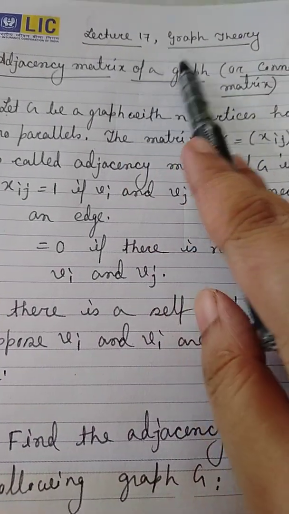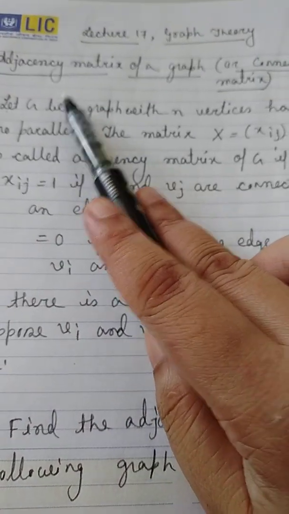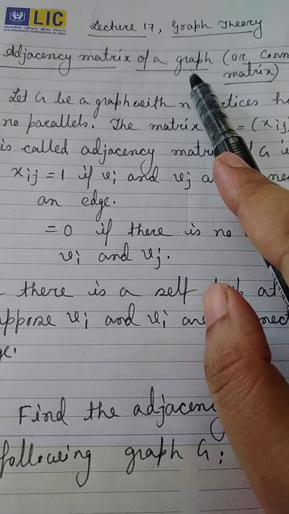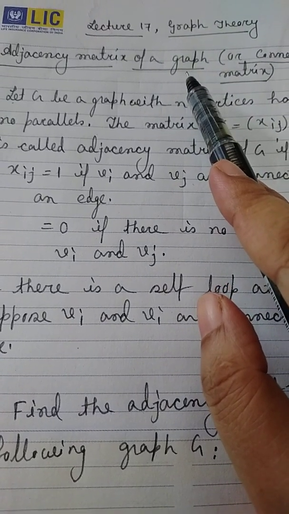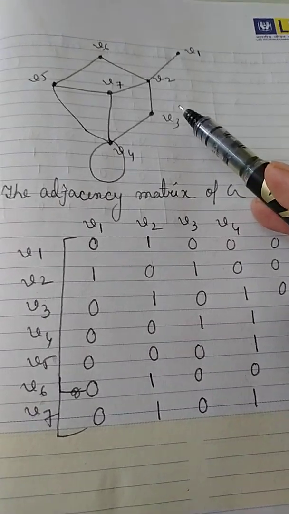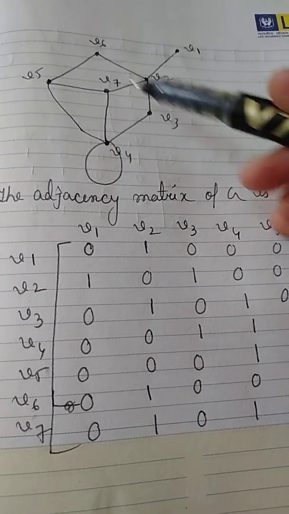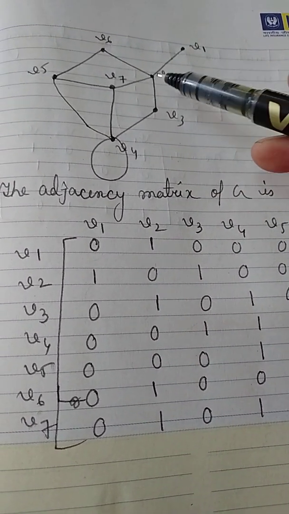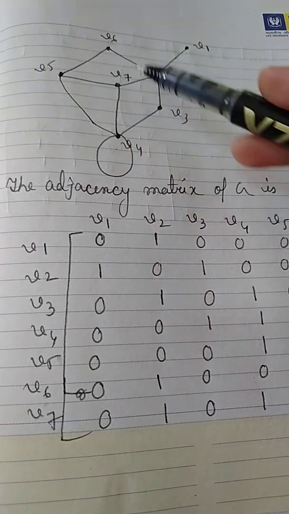Today in this lecture 7 video of graph theory, we shall discuss the adjacency matrix of a graph. That means how we can find the adjacency matrix of a graph. Suppose this is the graph given, we have to find the adjacency matrix. So here in this graph there are 7 vertices: V1, V2, V3, V4, V5, V6, V7.